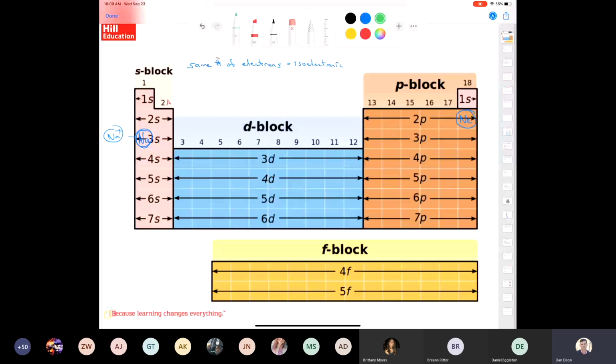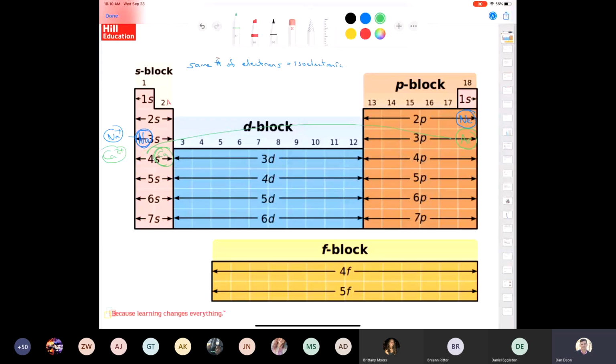Let's pick another example. What if I chose calcium? Calcium is found right here. I'll write in Ca. What's the closest noble gas to calcium? Not a trick question. Closest. Okay, every single one of you is right. The answer is this one right here. It's argon. Now, calcium has a total of 20 electrons, but argon has 18 electrons. But if calcium loses 2 electrons to become Ca2+, it becomes isoelectronic with the noble gas argon.